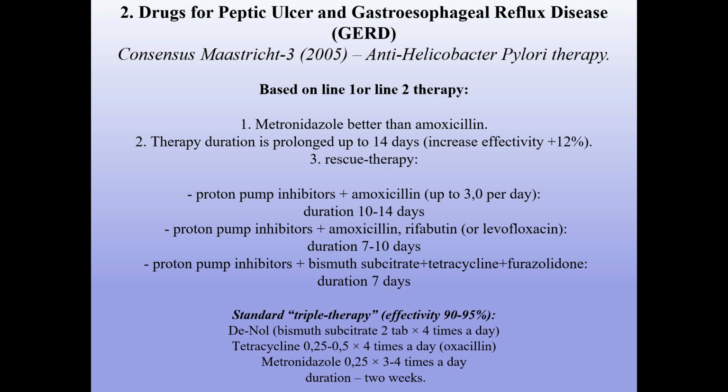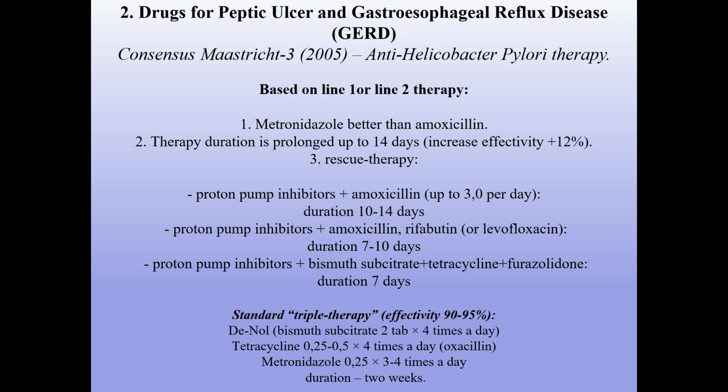Proton pump inhibitors plus amoxicillin, rifabutin or levofloxacin, duration 7-10 days. And proton pump inhibitors plus bismuth subcitrate plus tetracycline plus furazolidone, duration 7 days. Standard triple therapy, effectivity 90 to 95%.